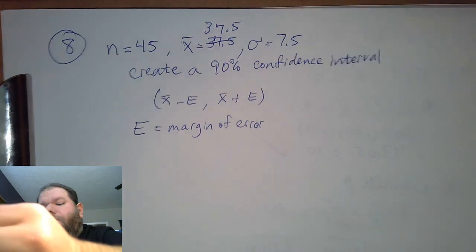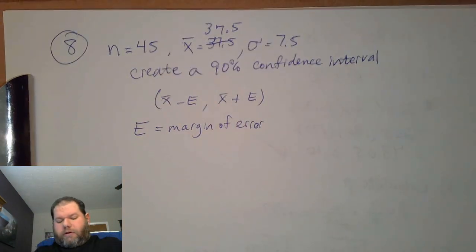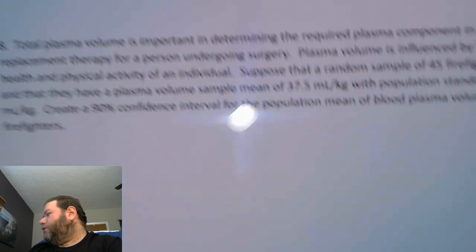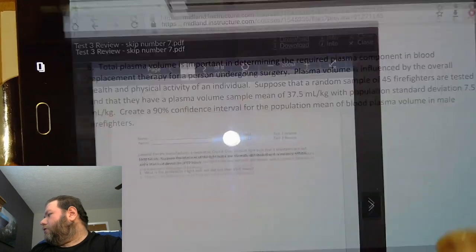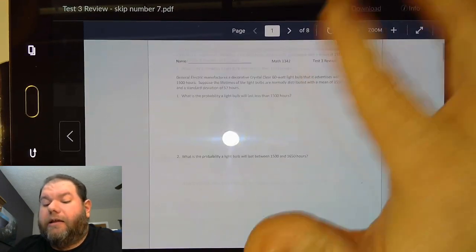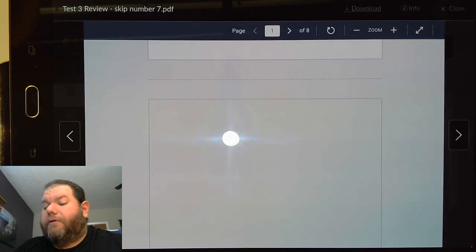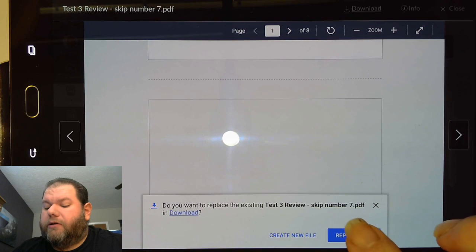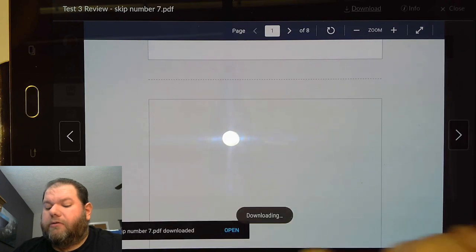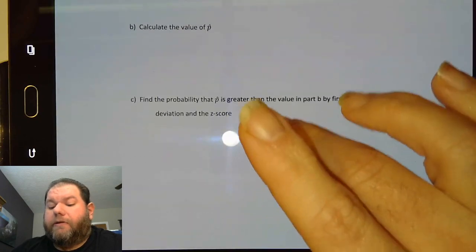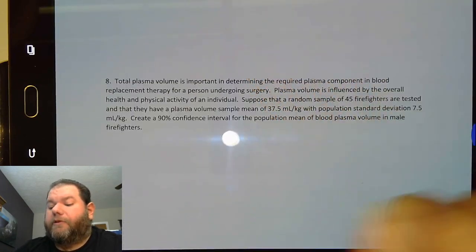So, if you look here, let me rotate this. Excellent. So, if you look at the question here, that's not what I wanted to do. I just want to download that and open it. There we go. Sorry about that. Just to save time.